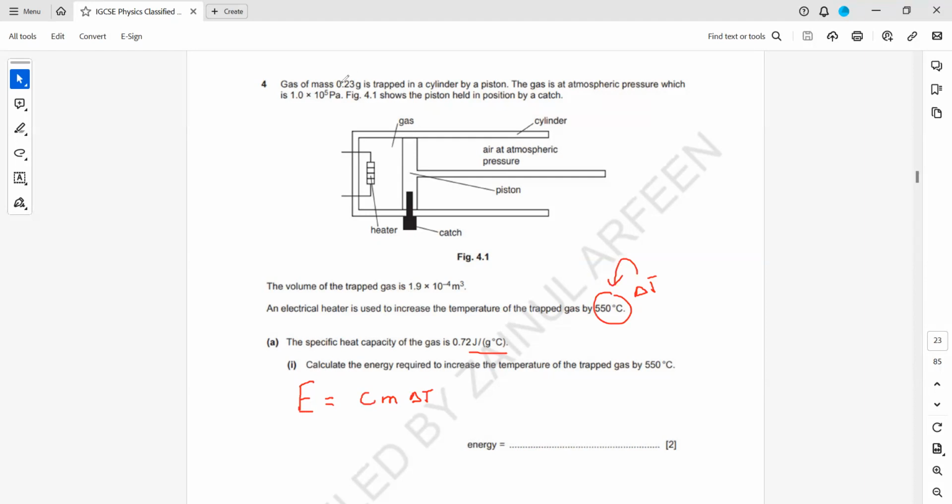The mass is given 0.23 and the specific heat capacity is 0.72. So 0.72 times 0.23 times 550. This will give us 91 joules of energy supplied.